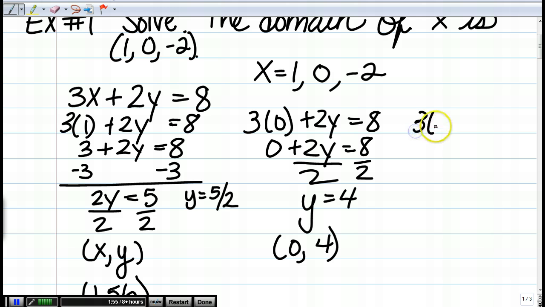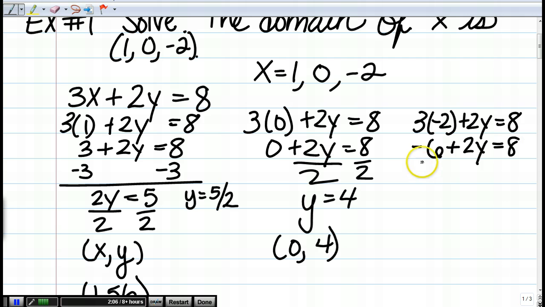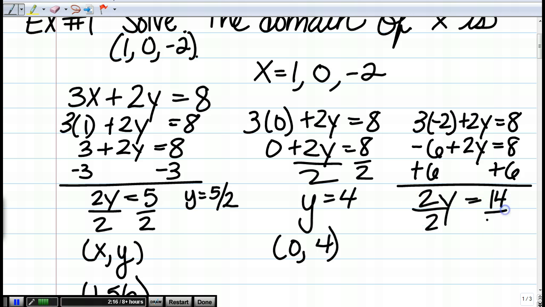And then I could plug in negative 2. And I got negative 6 plus 2y equals 8. And I would add 6 to the other side. 2y equals 8 plus 6 is 14. Divide by 2, y equals 7. So your point would be negative 2 comma 7. And that would be your answer for example number 1.